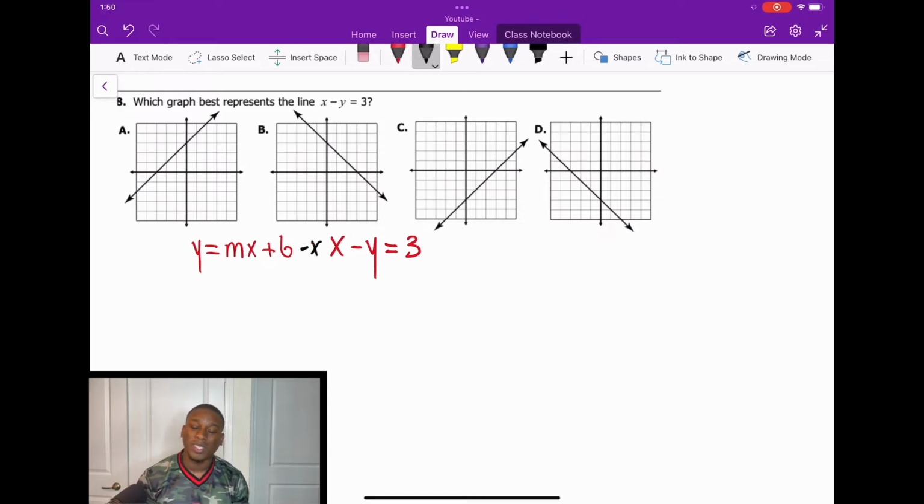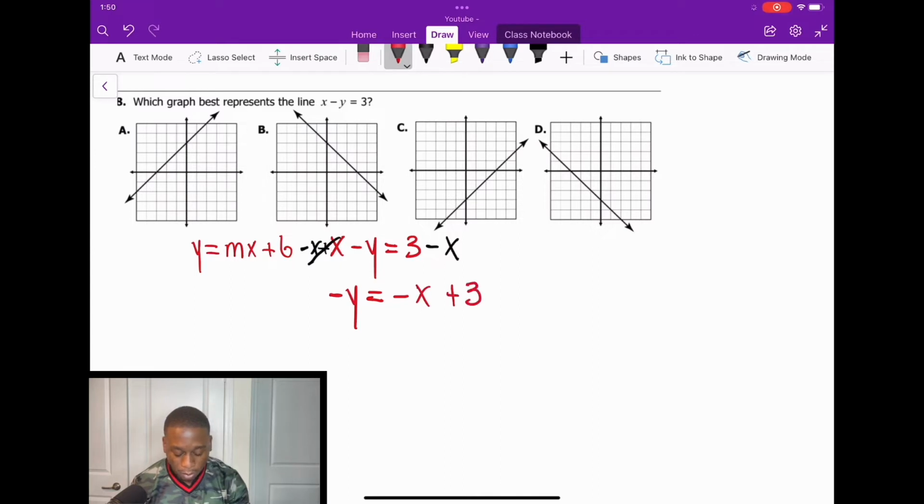So I'm going to subtract my x. When I do that, I get negative y is equal to negative x plus 3. I wrote it that way so we could keep it in the same formula, y is equal to mx plus b. But there's a big issue. When y is by itself now, there's a negative in front of it, and we cannot have that. So to get rid of the negative, we are going to divide by -1.